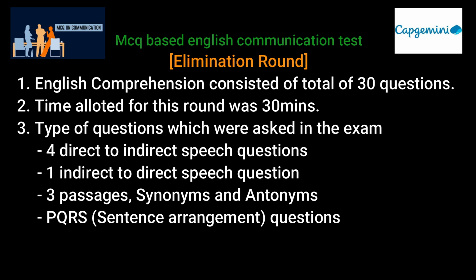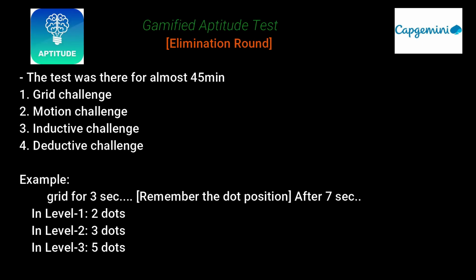Next is the third round, that is the gamified aptitude round. Again it's an elimination round. After the verbal ability round, the gamified aptitude test was there for almost 45 minutes. There were 4 things: grid challenge, motion challenge, inductive challenge and deductive challenge. I have given one grid challenge example which was there in the exam. There were 3 levels.